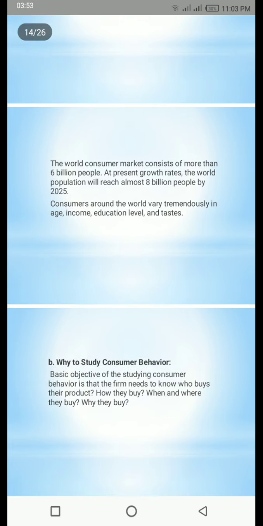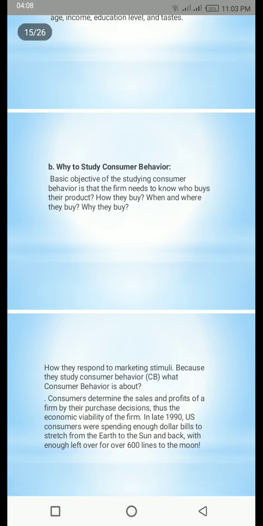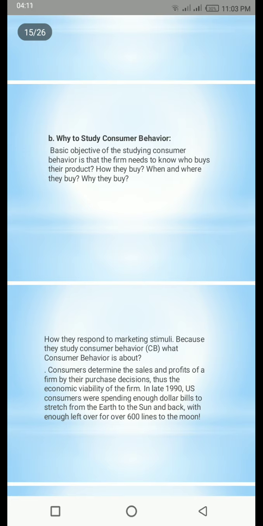Why study consumer behavior? The basic objective of studying consumer behavior is that the firm needs to know who buys their product, what they buy, when and where they buy, and why they buy. How do they respond to marketing stimuli? Consumers determine the sales and profit of a firm by their purchasing decisions, thus the economic viability of the firm.